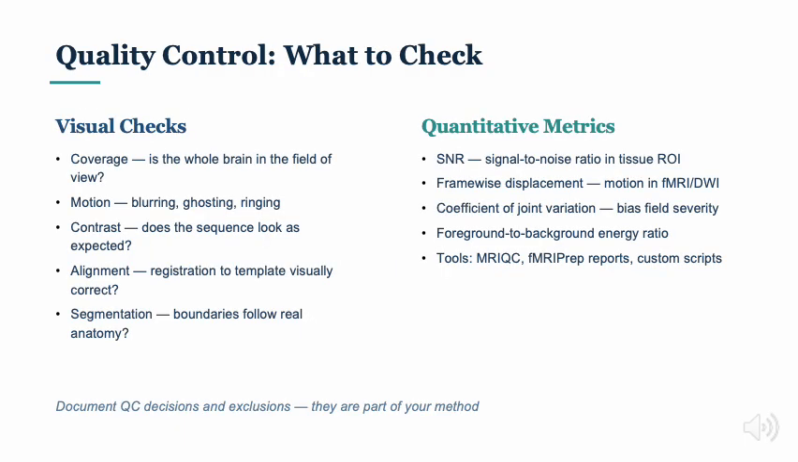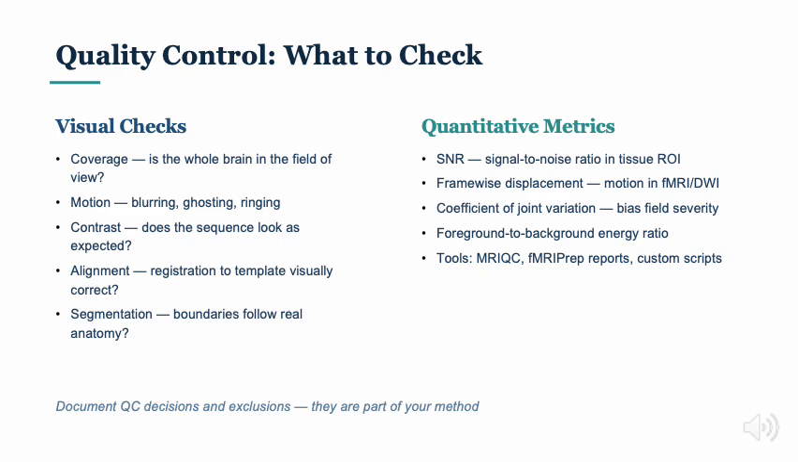Quality control comes in two flavors: visual checks and quantitative metrics. Visual checks include coverage, motion, contrast, alignment, and segmentation. In coverage, is the whole brain in the field of view? In motion, is there motion, blurring, ghosting, ringing? Does the contrast look as expected for the sequence? Is the registration to the template visually correct? And do segmentation boundaries follow real anatomy?